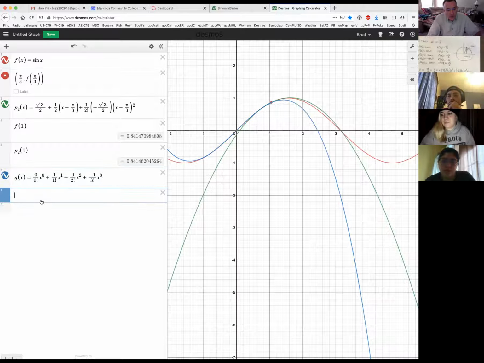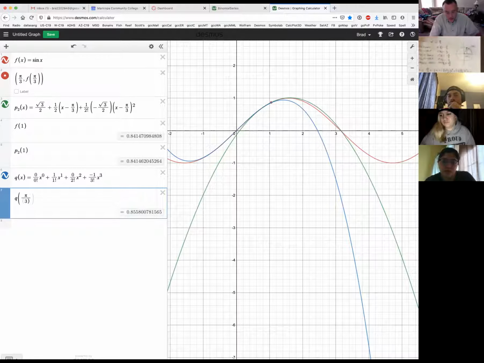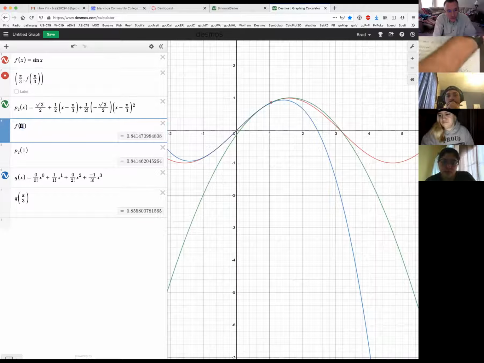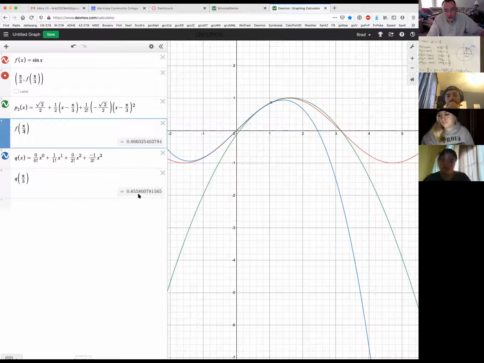But check this out. Q at pi over 3 is 0.8. Oh, it's not that good a fit, right? It fits pretty good, but not perfectly yet. So what will we need? More terms, yes? Did I do that right? Oh, these were at 1. Okay, so the question is, what was it at pi over 3? Okay, at pi over 3, the actual value is 0.8660, root 3 over 2. And so what's this one? 0.855. So we're getting closer, but we need more terms.